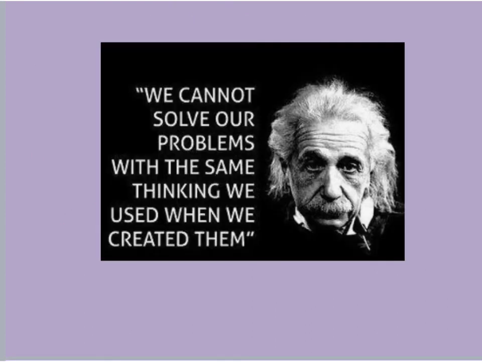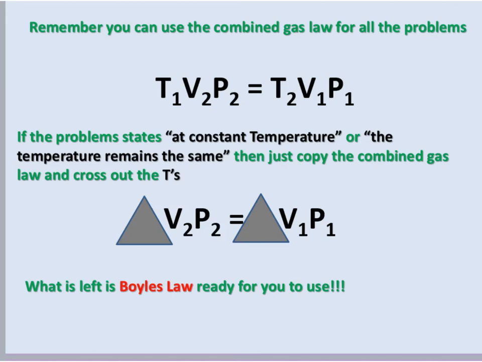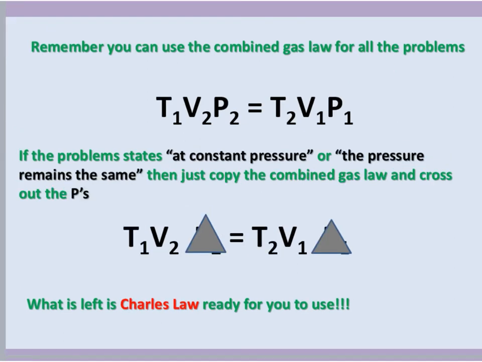I do want you to be aware that if you have a situation where the temperature doesn't change, then you start with the combined gas law. If the temperature doesn't change, then it eliminates it. And look what you have. Once you block out the two temperatures, you've got Boyle's law. If the problem talks about pressure being the same, if it states that it's at constant pressure or the pressure doesn't change, then your pressure part of this formula just goes away. Eliminate it, and you are already dealing with Charles' law. It's a one formula fits all situation.